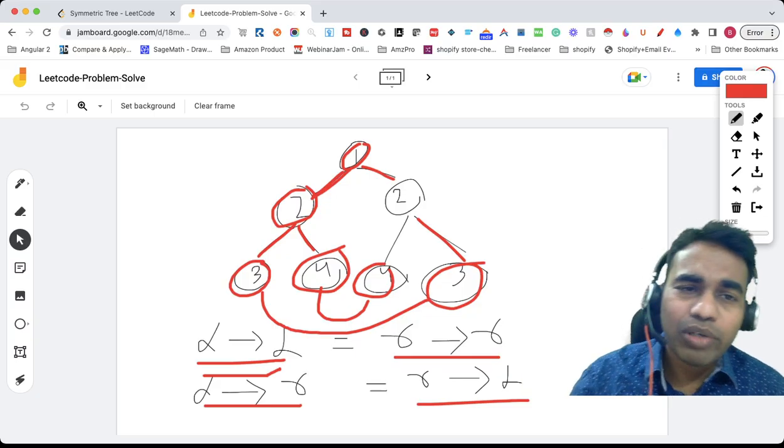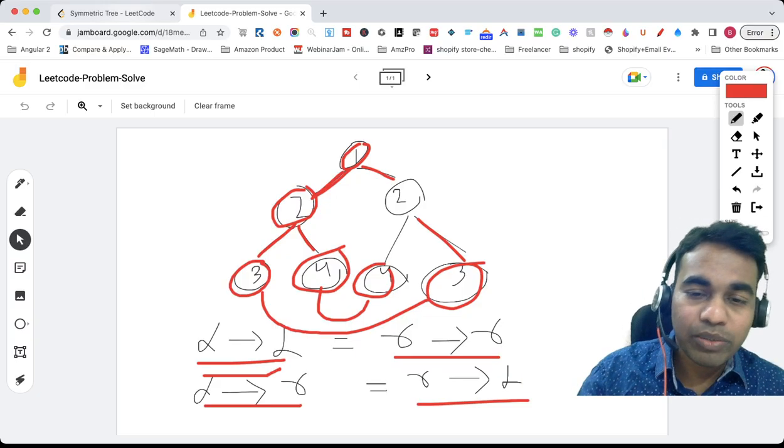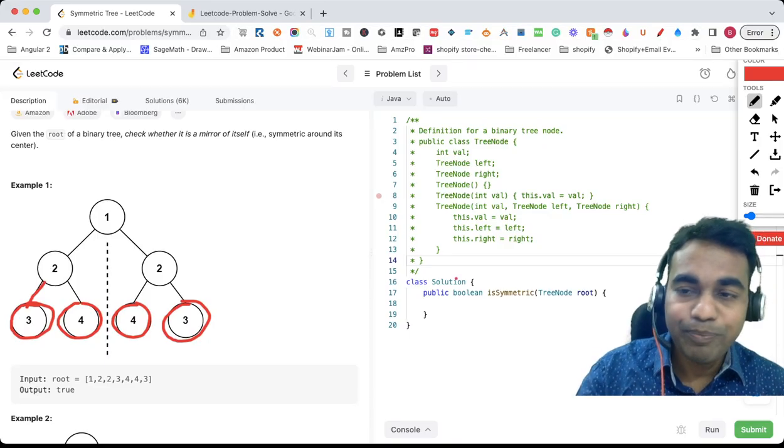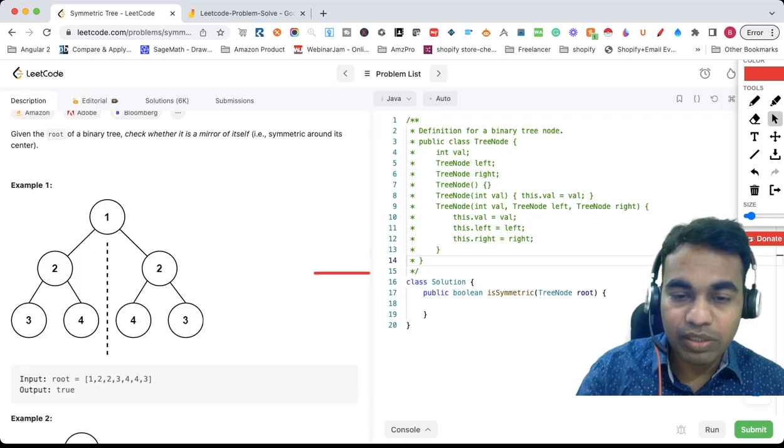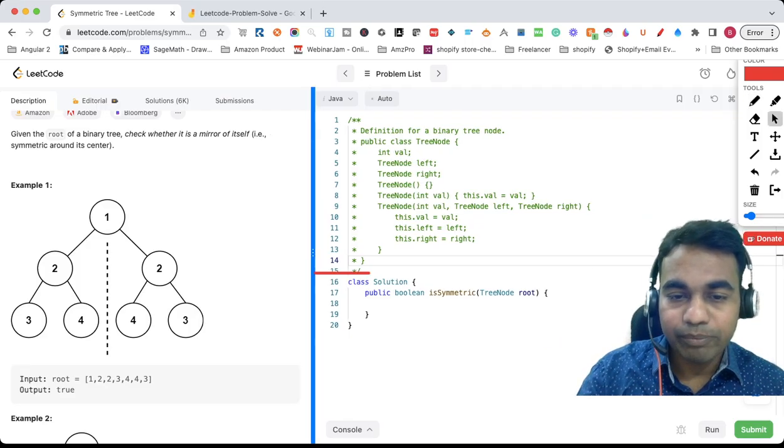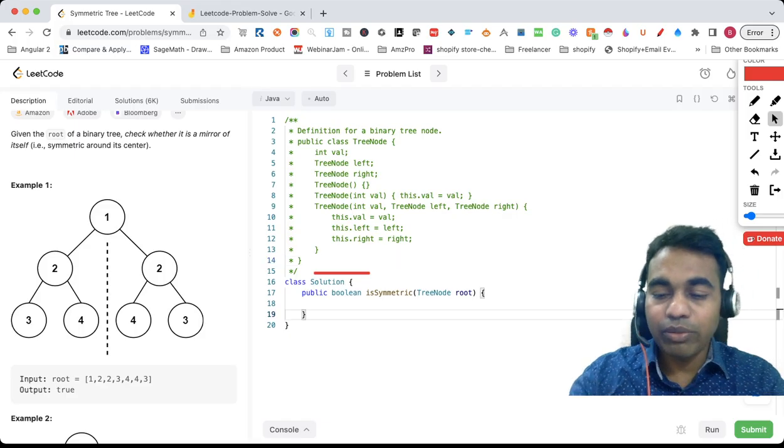So let's think about how to code it now. Let's go back to this and start coding. Okay, now the question is how to code it.